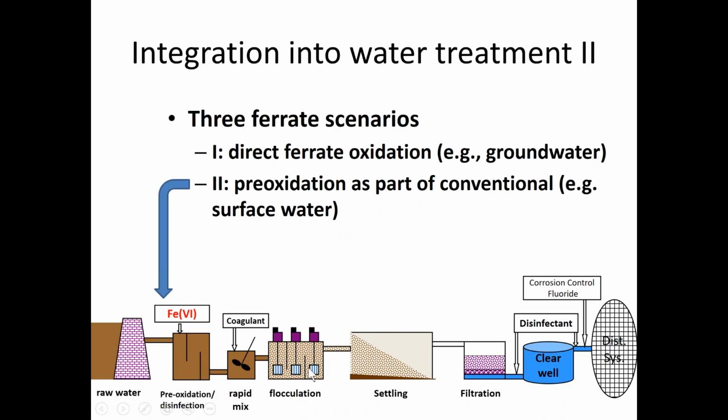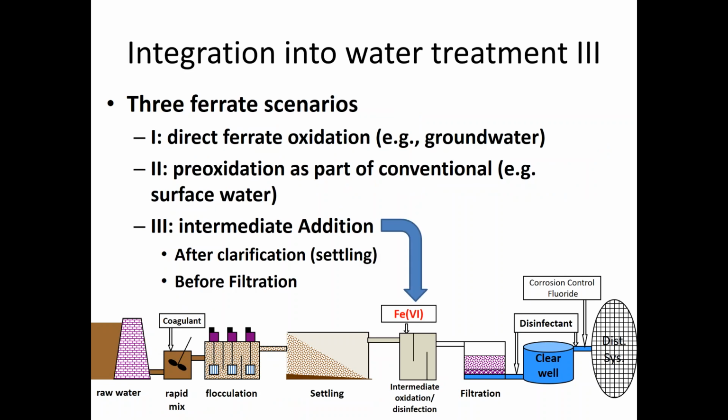Then through flocculation and settling, gravity settling, or maybe dissolved air flotation, you can remove the solids, and a granular media filter, maybe a roughing filter too, would help to polish the water, certainly. Then the other alternative is to add it as an intermediate oxidant.